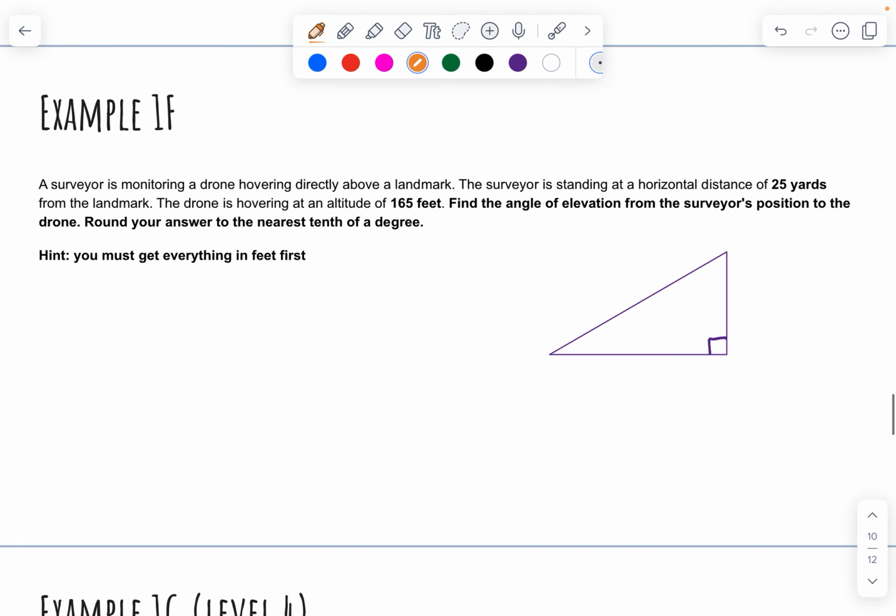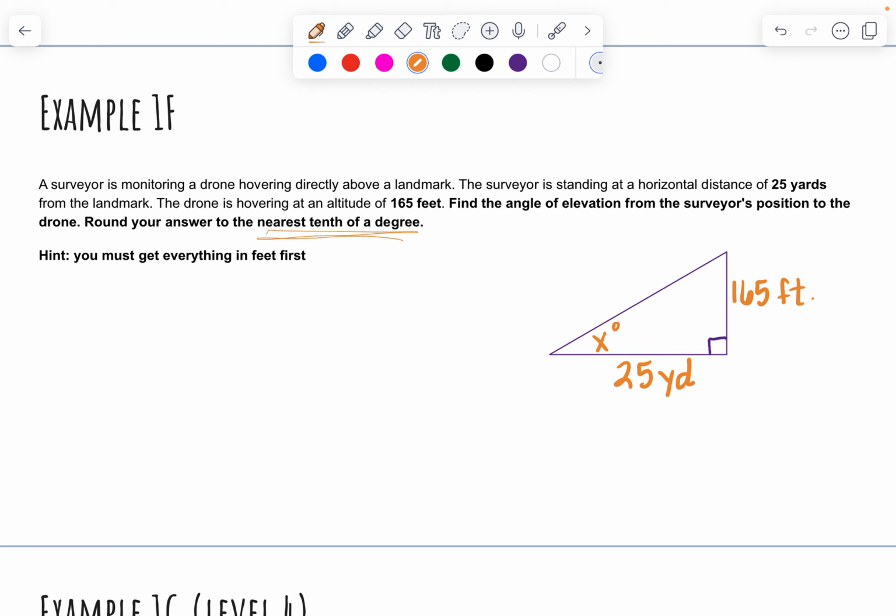Let's do a couple more. A surveyor is monitoring a drone hovering directly above a landmark. The surveyor is standing a horizontal distance of 25 yards from the landmark. The drone is hovering at an altitude of 165 feet. Find the angle of elevation from the surveyor's position to the drone. Round your answer to the nearest tenth of a degree.